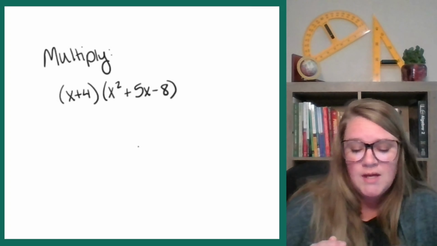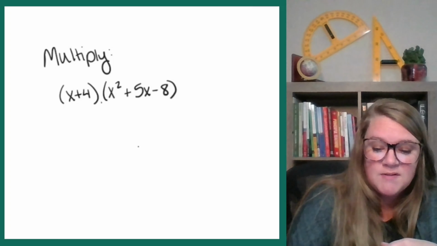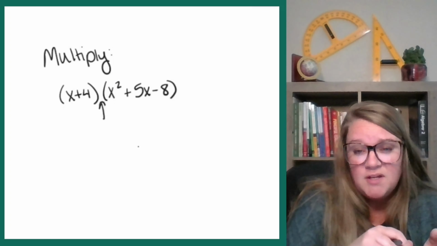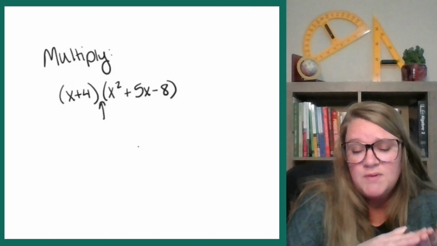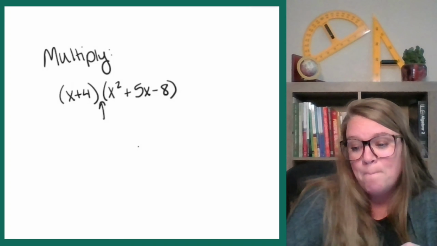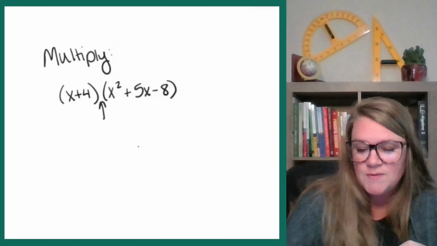One thing to note is that we know we're multiplying because there is no sign in between those parentheses. So if there was a plus sign, we'd be adding. If there was a minus sign, we'd be subtracting. There's nothing written here. That tells us that we are going to be multiplying these polynomials.